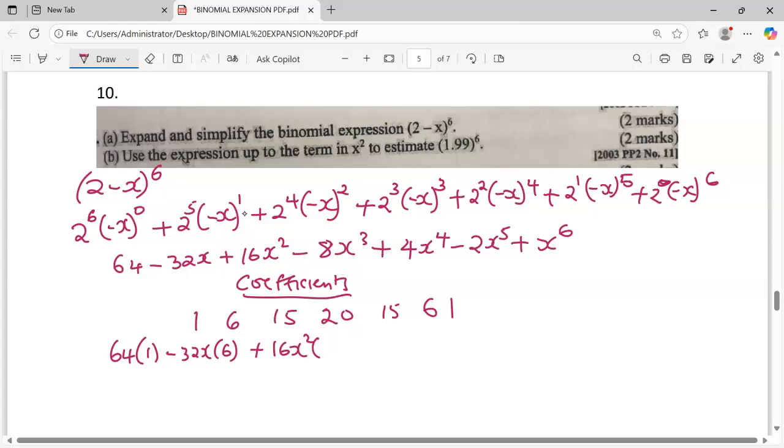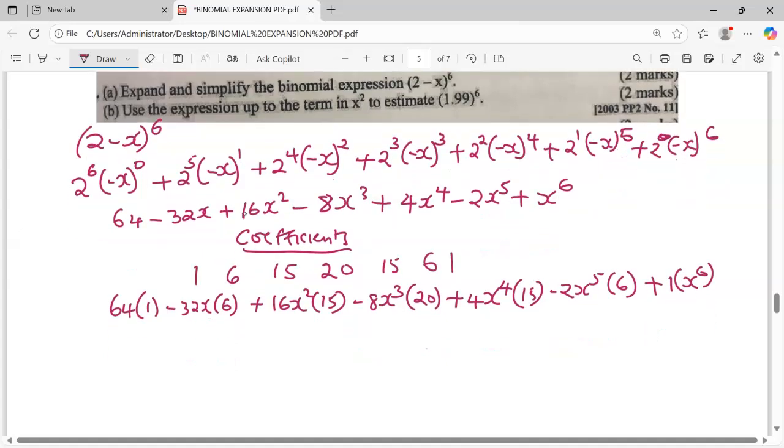15. Negative, that is positive 16x squared, we multiply by 15. Next we are going to have minus 8x cubed, we multiply by 20. Next we have 4x power 4, we multiply by 15. And next we are going to have minus 2x power 5, we multiply by 6. And lastly we are going to have plus 1 multiplied by x power 6.